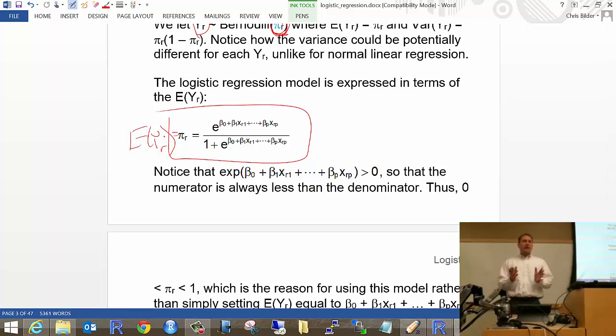Well, let's talk about this weird transformation that we see here. First of all, notice that the numerator of what's on the right-hand side of the model is always going to be less than the denominator. The reason being, first of all, exp, the exponential function, always gives you a positive value. And notice in the denominator we have 1 plus the same thing that's in the numerator. So we always get a value between 0 and 1. The reason why that's important is because probabilities are always between 0 and 1.